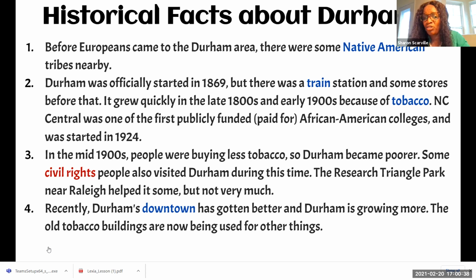The Research Triangle Park near Raleigh helped it some, but not very much. Recently, Durham downtown has gotten bigger and better, and Durham is growing more. The old tobacco buildings are now being used for other things, such as stores and apartments.